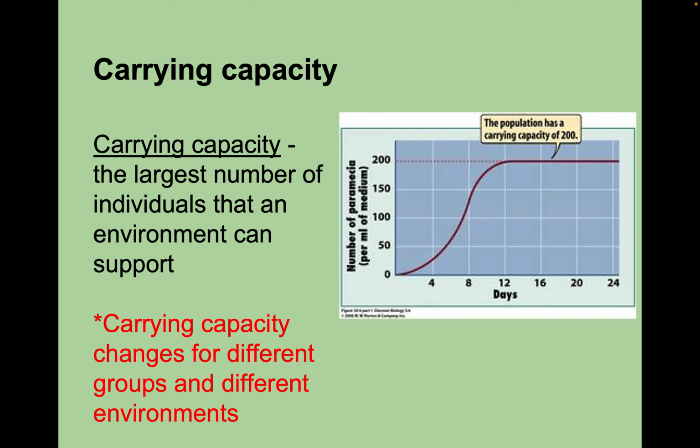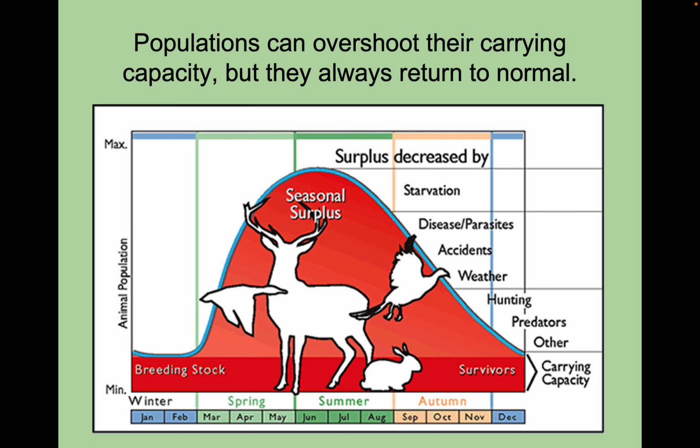Do note, though, that carrying capacity is different for different living things in different environments. So the carrying capacity for caribou in Canada is going to be different than the carrying capacity for, let's say, wolves in Canada. Or it's going to be different for cheetahs in Africa. Or it's going to be different for squirrels in Pennsylvania. Every carrying capacity is going to be different. There's some number that they kind of stop around.